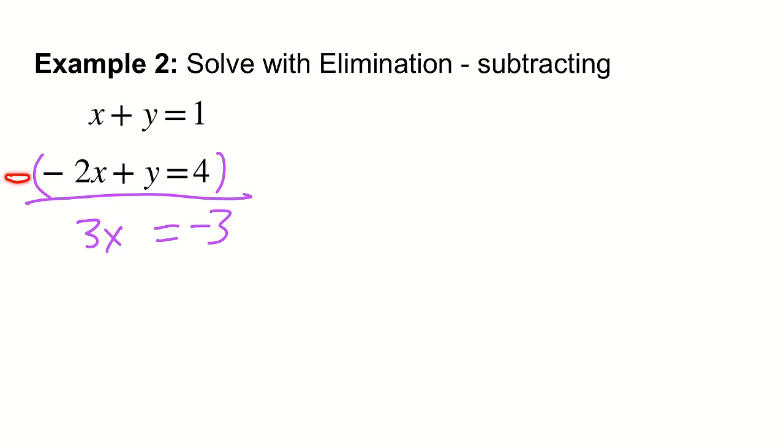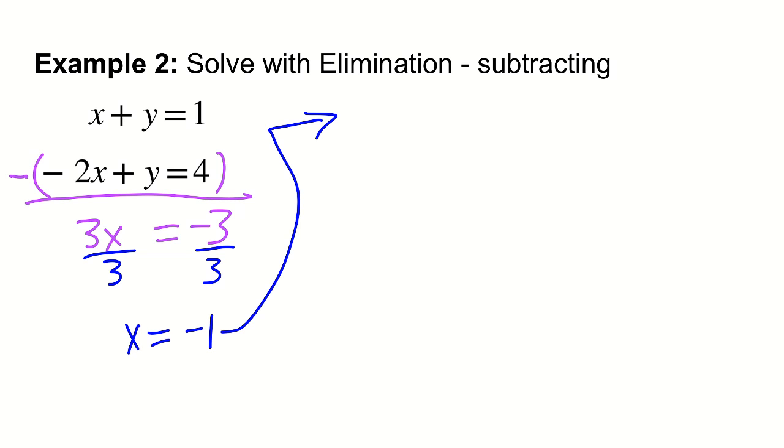So notice that I have to consider this negative, this subtraction, outside of my parentheses each time. When you're subtracting, that's what you have to do. Are there any questions on that first step? All right, to isolate x, we need to divide by 3, and we get x equals negative 1.